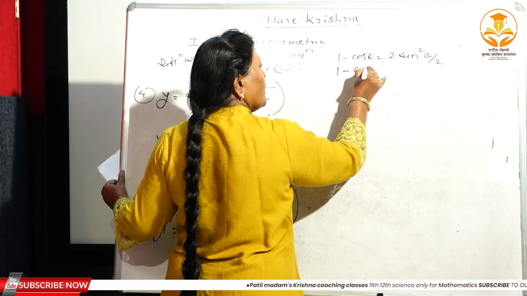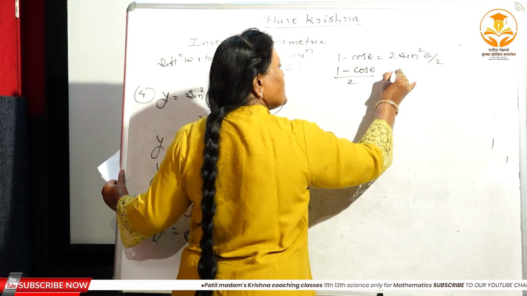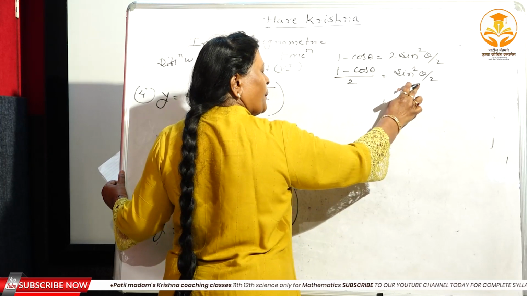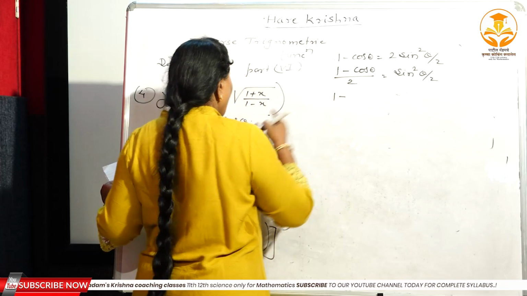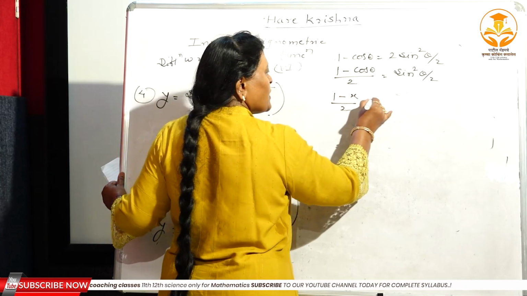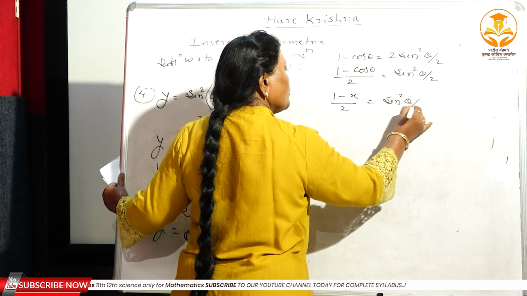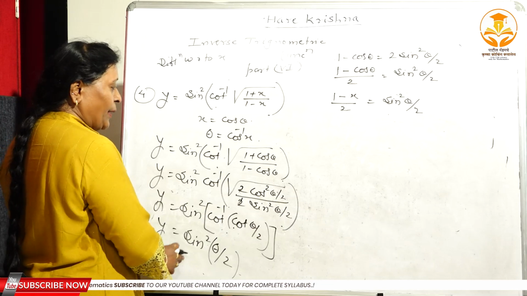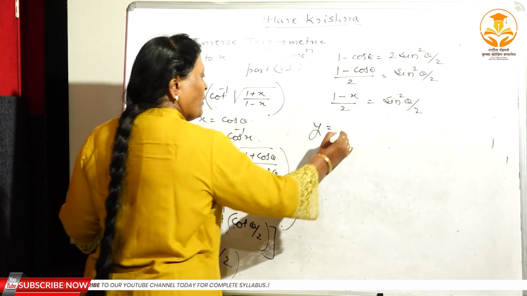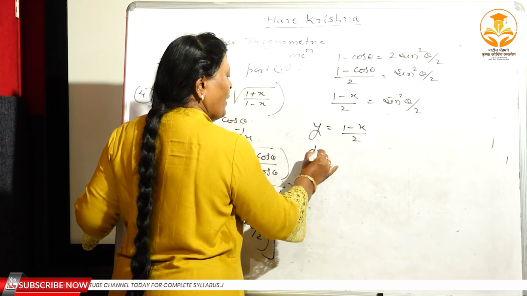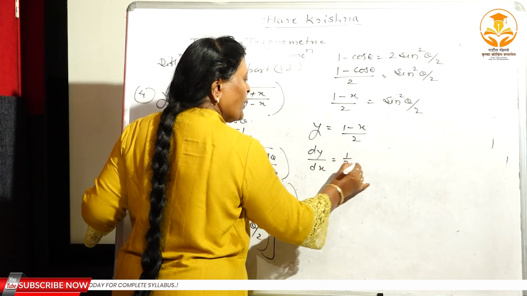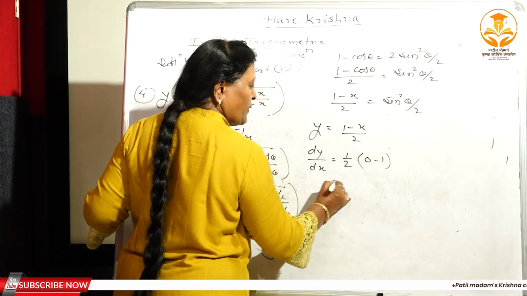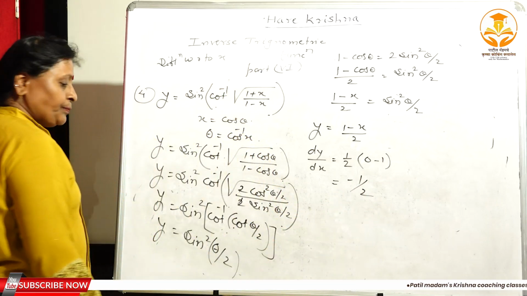Therefore (1 minus cos theta) divided by 2 is equal to sin square theta by 2, right? And again sin square theta by 2 you can write as 1 minus cos theta, that is x. Therefore here sin square theta by 2 you can write as (1 minus x) divided by 2, so y is equal to (1 minus x) divided by 2. Again dy by dx: 1 by 2 remains as it is, the derivative of 1 is 0 and the derivative of minus x is minus 1, and the result is minus 1 by 2, isn't it?